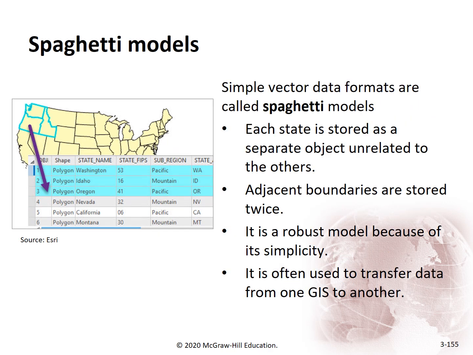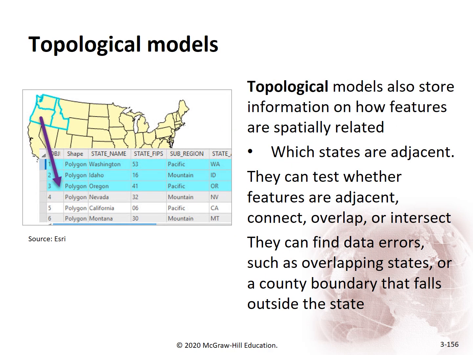Feature classes, spaghetti models, topology models, topological models, store information on how features are spatially related. That is a good thing to know. That's a test question, actually.